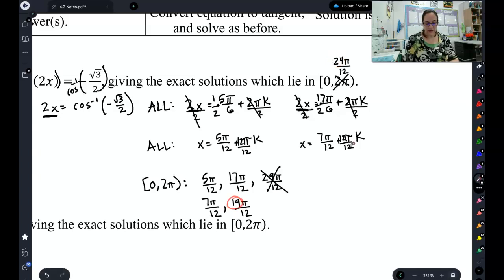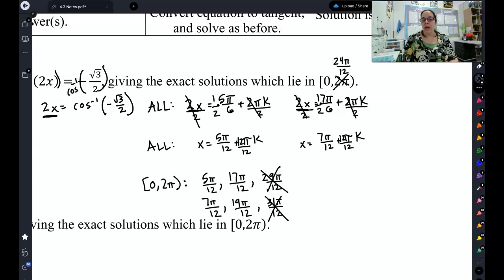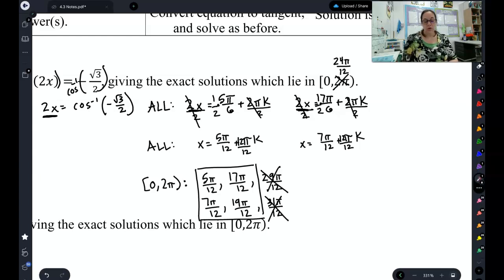19 plus 12 gives me 31 pi twelfths. That one is bigger than my 24 pi twelfths, so that one's too big. We're done. So now that we've reached the point where we're too big on both of these, that means these ones are our answers. So if it said list all answers, we would be right here. That would be our answer.